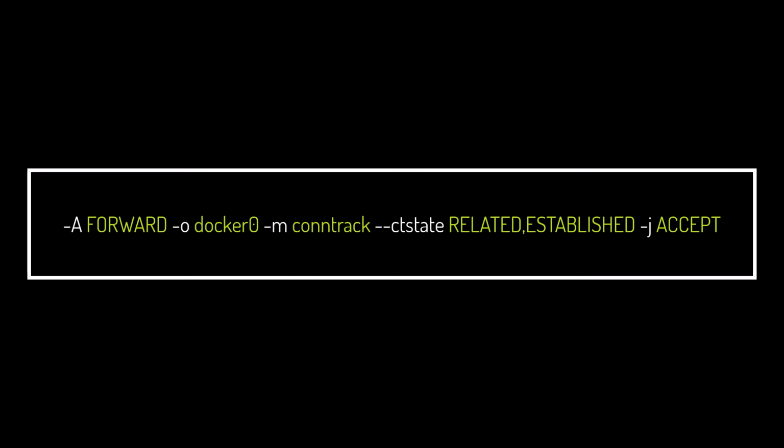-c state part means returning traffic. -j ACCEPT means allow. I'm putting everything into a sentence: traffic from anywhere to the Docker container that was already marked OK by firewall protections will be allowed to pass.